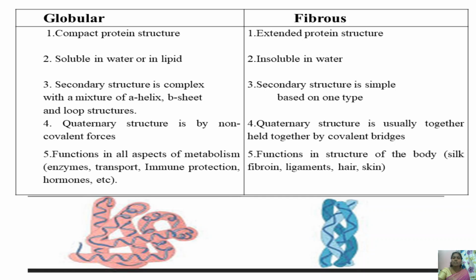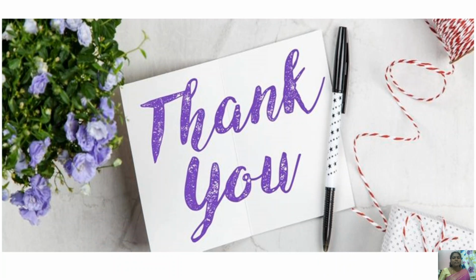Third, secondary structure in globular proteins is complex, with a mixture of alpha helix, beta sheet and loop structures, while in fibrous proteins secondary structure is simple, based on one type. Quaternary structure is held by non-covalent forces, while in fibrous proteins it is usually held together by covalent bridges. Globular proteins function in all aspects of metabolism, present in the form of enzymes, transport proteins, immunoglobulins in the immune response and immunoprotection, and hormones. Fibrous proteins function in the structure of the body: fibrin, ligaments, hair, silk and collagen. So this is the structure of myoglobin, and this is the structure of collagen, which comes under fibrous protein structure. Okay, so in this video I told you about different levels of organization.